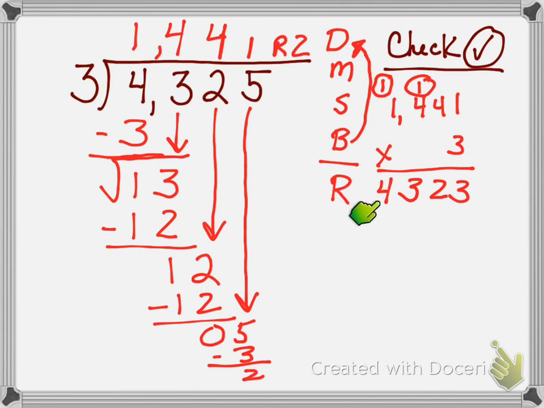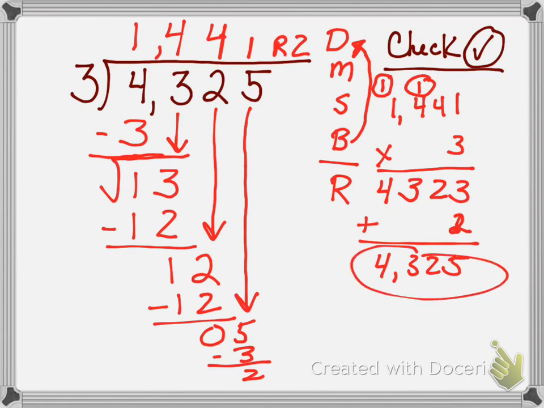Okay, now look, 4,323, but this one inside the house is 4,325. They have a 5 and we have a 3 because we need to add the remainder. So add the remainder. 4,325, and we've got a match. So we did this correct.